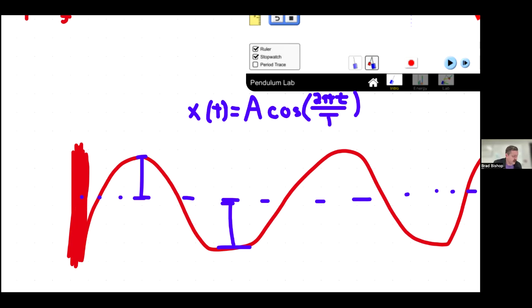We can find this also and relate it to angular velocity as well. You'll see it written a few different ways occasionally, but this would be an easy way to write it.